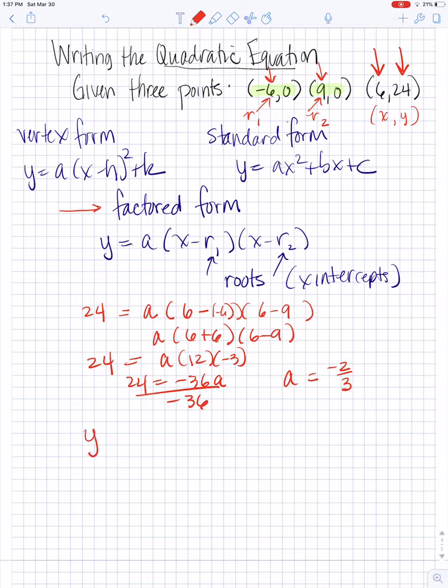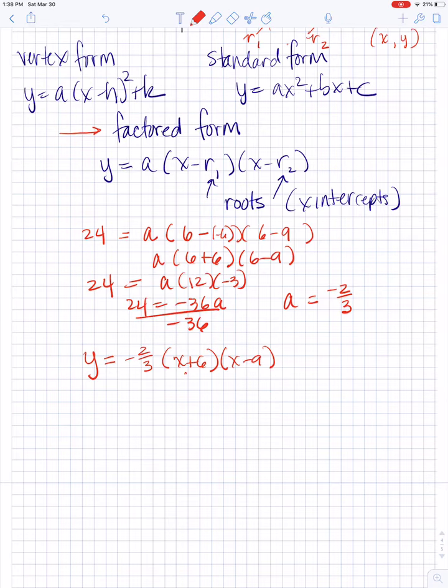Awesome. So if we go back to our factored form, we have y equals negative 2/3, and we know that we have x plus 6. We're just going to take out the x and y here, and then we have x minus 9. So that's getting us pretty close to what our answer would be. We're going to go ahead and multiply. We're going to have to use "FOIL," if you will. We're going to multiply those 2 binomials. So we'll have negative 2/3, and when we multiply those 2 binomials together, we get x squared minus 3x minus 54.